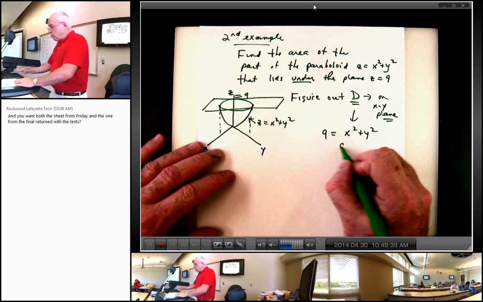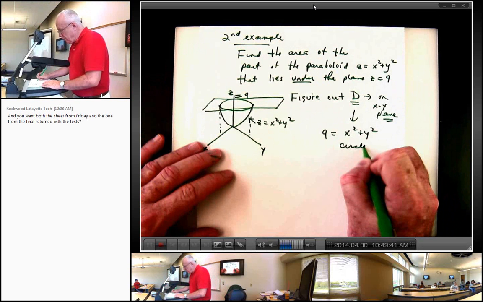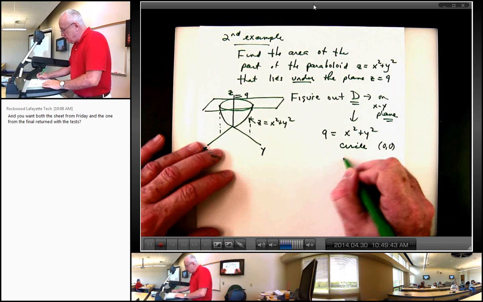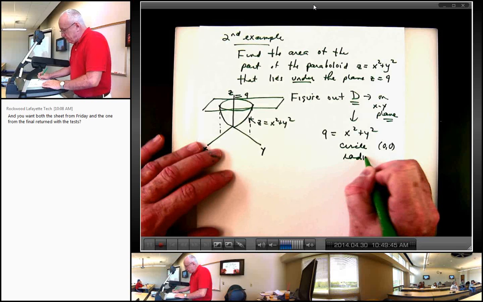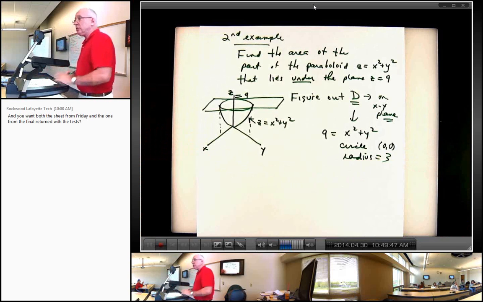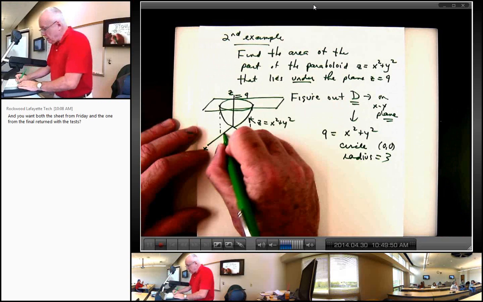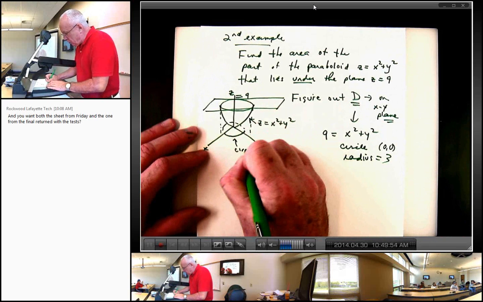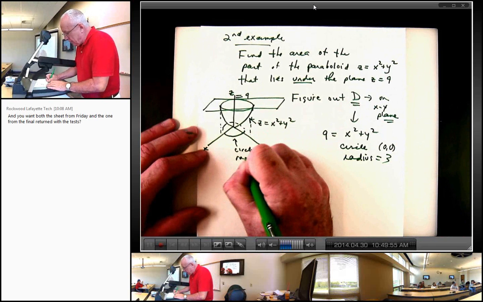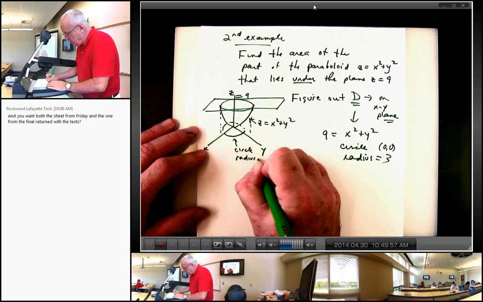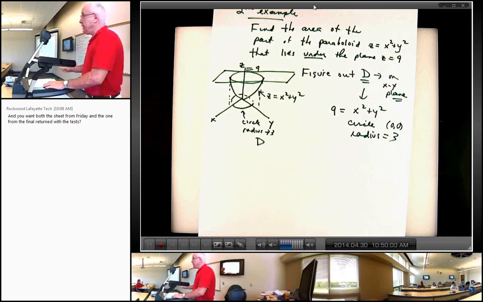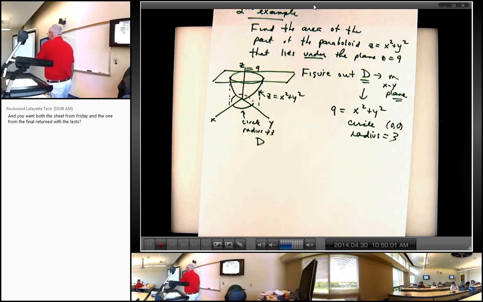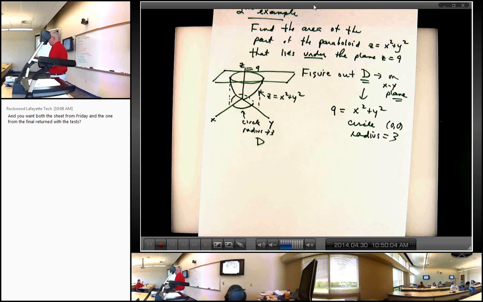Now this, of course, is a circle around the origin. And what's the radius? The radius is 3, not 9, it's 3. So down here, we're talking about a circle of radius 3. So that's our D. All right. So now you're thinking, oh, this is looking like we're going to be working with polar coordinates, and that's exactly what we're going to be working with.